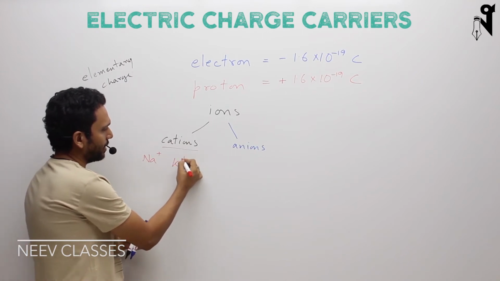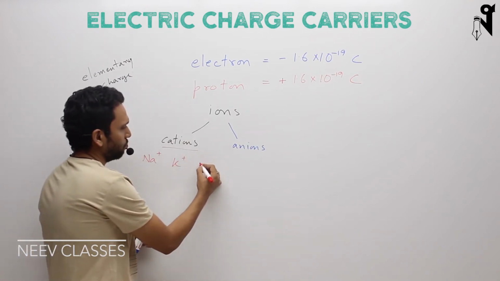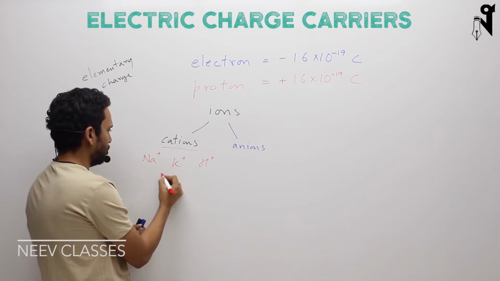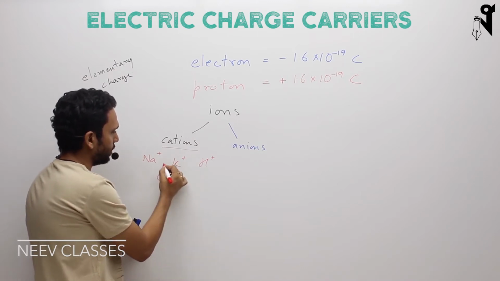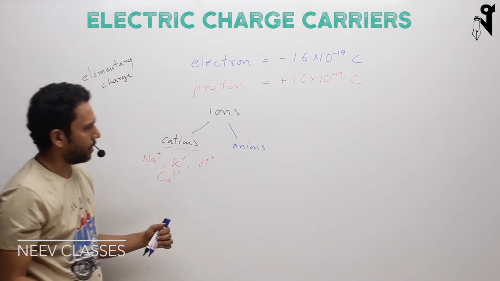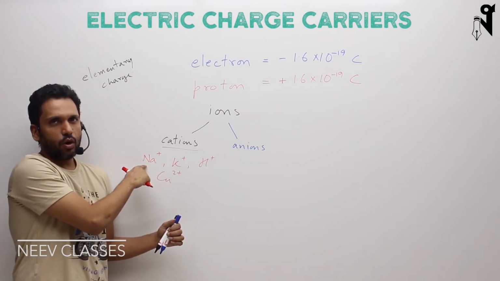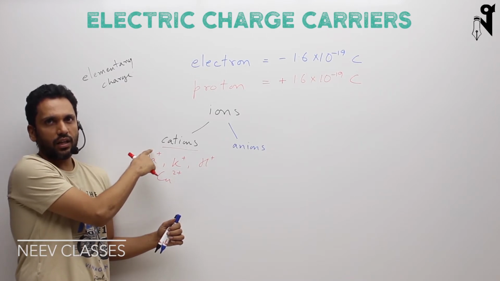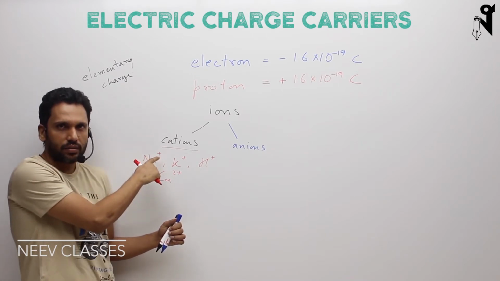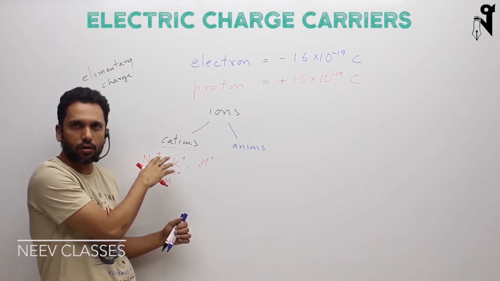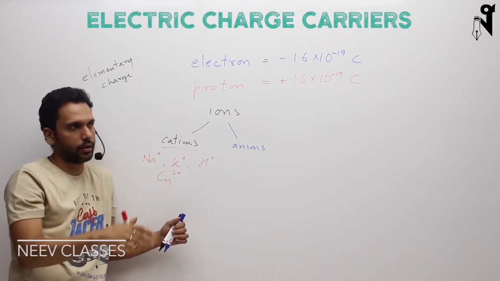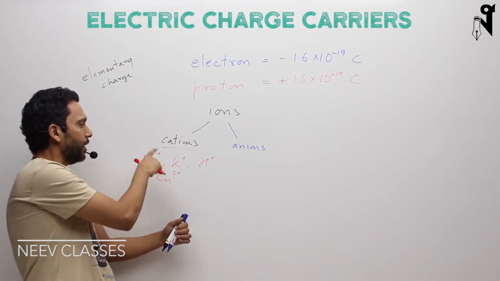That would be, say, Na plus, K plus, H plus, Cu2 plus. There are various cations. So what are these? Like, what is Na? It has got 11 protons, but only 10 electrons are there, hence it is a Na plus. Had it been 11 electrons also in the shells, 2, 8 and 1, then it would have been a complete atom.